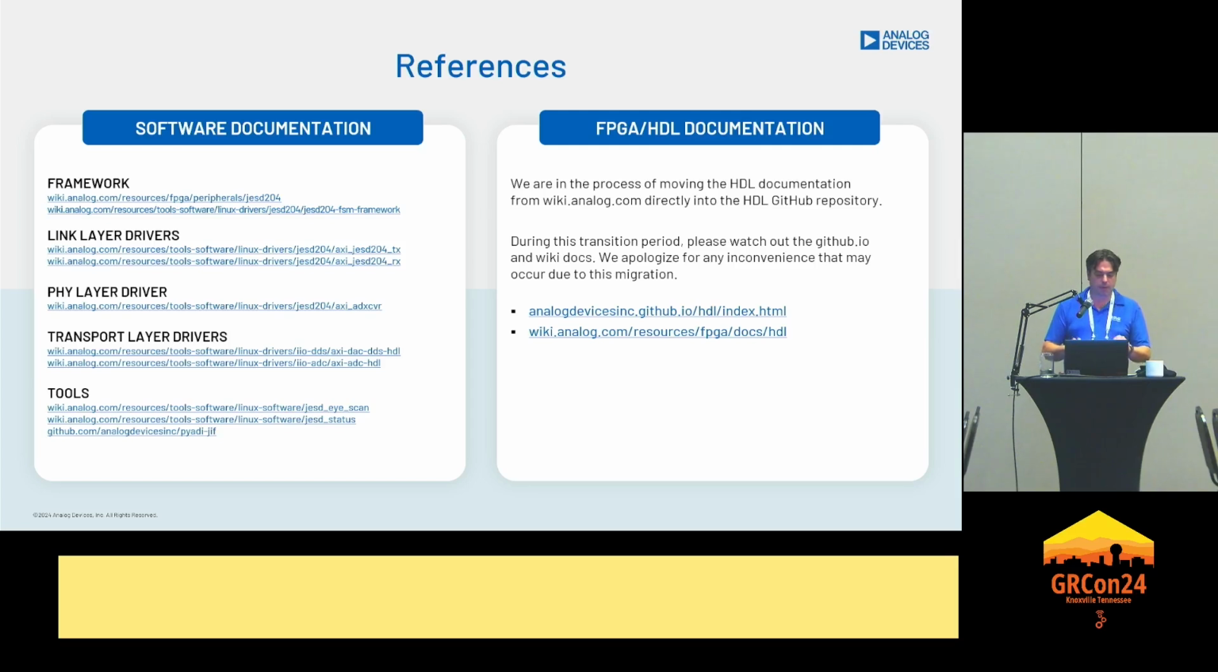Some references: everything's open source. It's on the wiki at analog.com. We are moving some of the documentation, especially related to the repositories, into the repositories, rendering it with Sphinx, and loading it up to GitHub IO pages. This way it is always in sync, and we don't have documentation on the wiki that is out of sync with the source code you find in the repository. While we're doing this, you may see some inconvenience because something disappears here and appears on the other side, so it's always good to take a look at GitHub pages as well as wiki.analog.com.